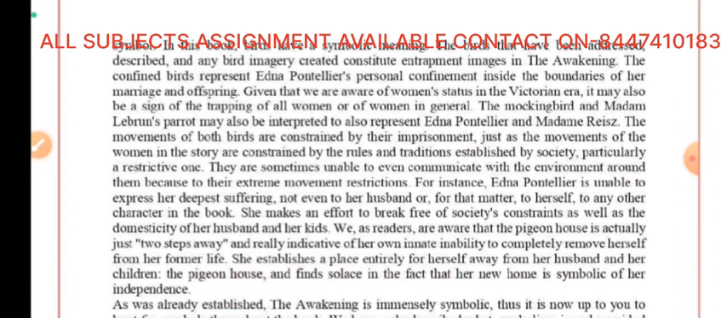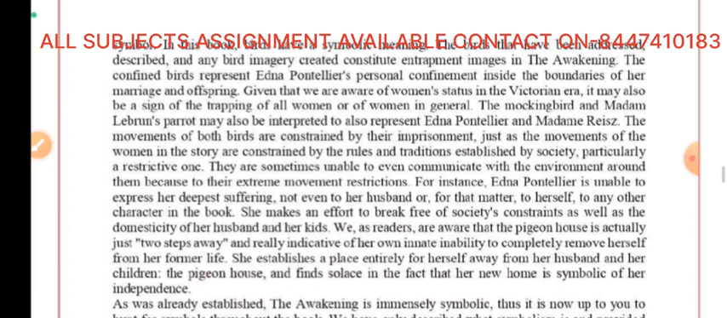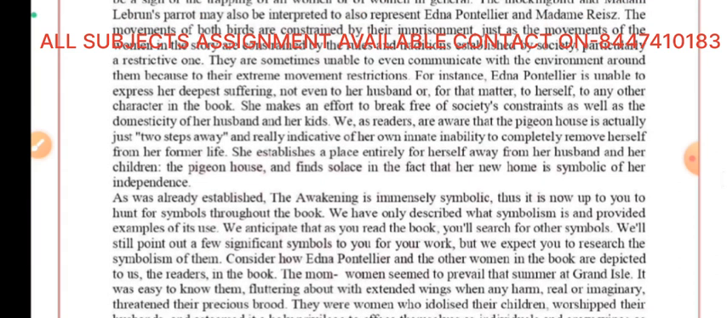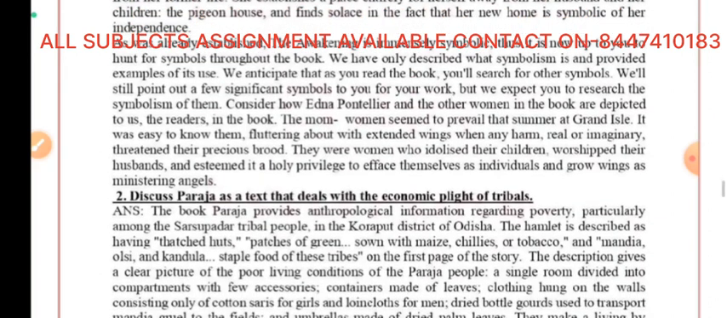She established a place entirely for herself, away from her husband and her children, the pigeon house, and finds solace in the fact that her new home is symbolic of her independence. As was already established, the awakening is immensely symbolic. Thus, it is now up to you to hunt for symbols throughout the book.